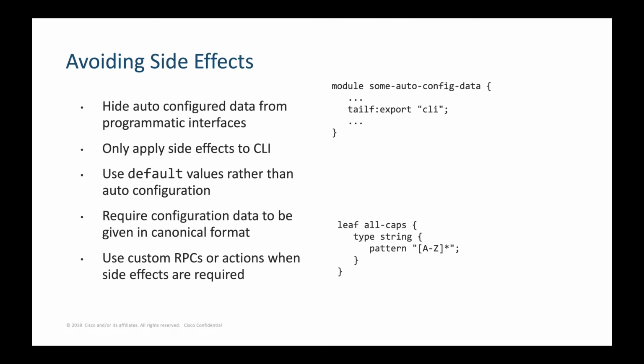As a general rule, side effects should be avoided for programmatic interfaces. If possible, only apply side effects when configuration changes are made from the CLI or the web interface, and require users of programmatic interfaces to explicitly set all configurations. In some cases, it's also possible to hide side effects from programmatic interfaces, but this requires that users can ignore the configuration in question. Require configurations to be given in canonical format. In the CLI caps example, this could be achieved with a pattern statement which enforces all caps in the string.